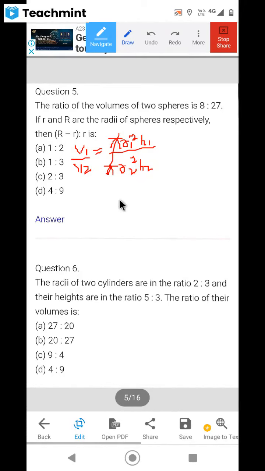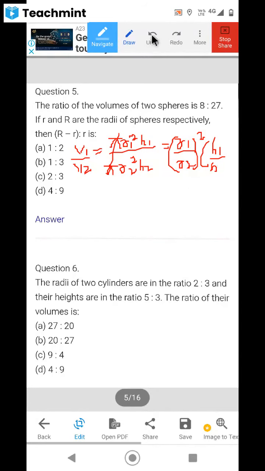Okay, pi get cancelled. R1 by R2 they are saying, no, that is 2:3. So that is like, it can be written as R1 by R2 whole square into H1 by H2. Only H1 by H2, because whole square is not there anyway. Yes or no? So R1 by R2, how much they are saying? They are saying 2 by 3. Then it has to be made a whole square. Then into H1 by H2 means it becomes 5 by 3.